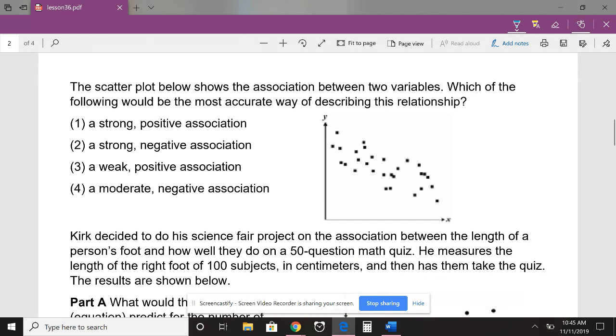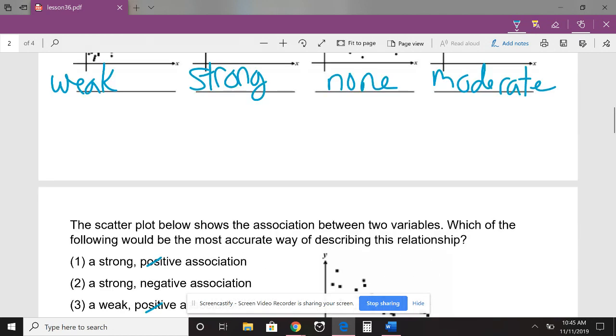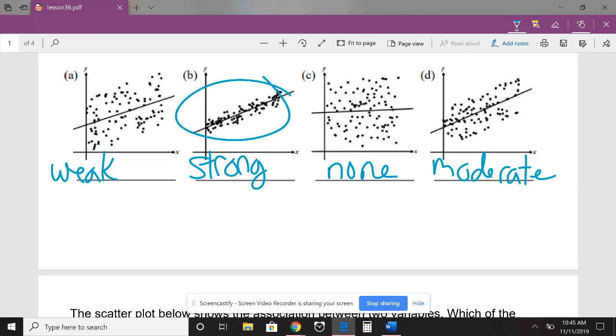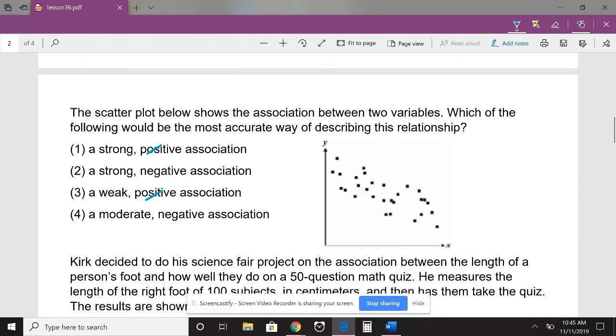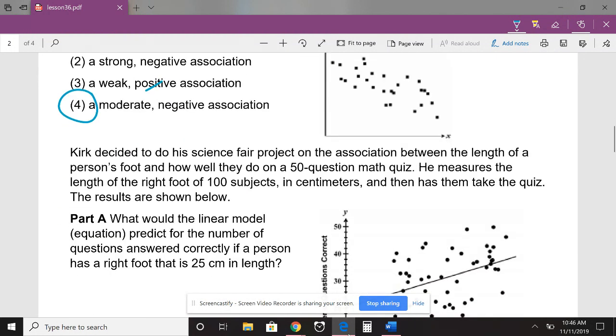Same goes with this. As you're looking at the dots, they are decreasing. You can tell the trend. So we know it's a negative association, so we can eliminate these two. And I would say it's about a moderate. It's not like this graph right here where it's all close to the line. Okay, they're kind of scattered, so I would say moderate negative association.